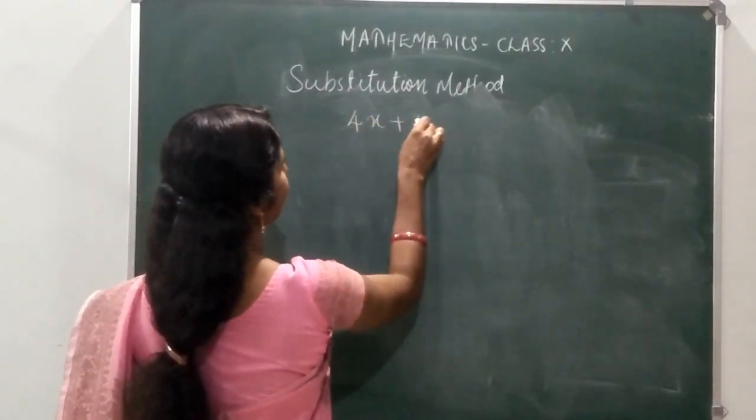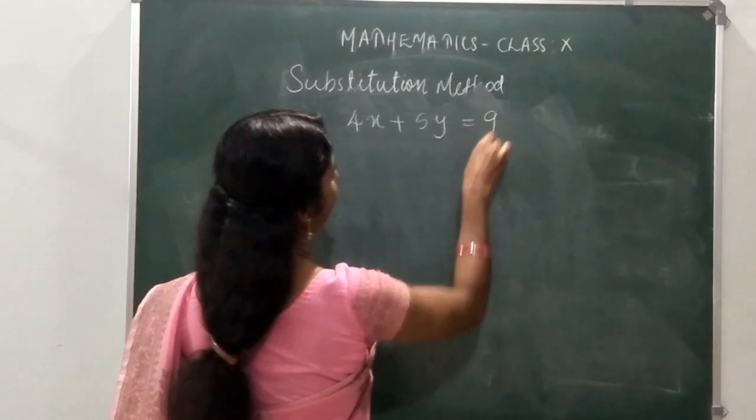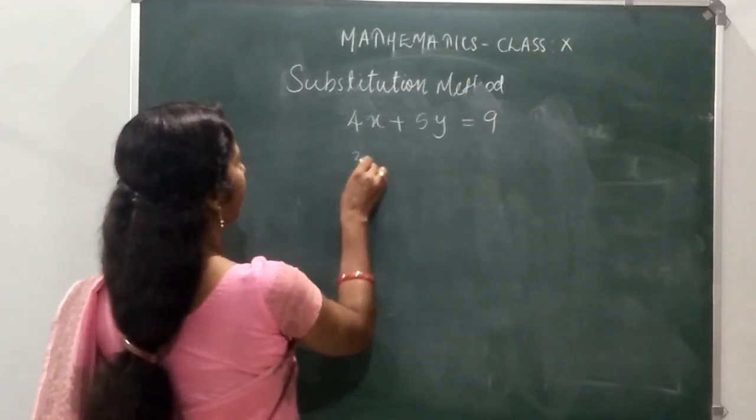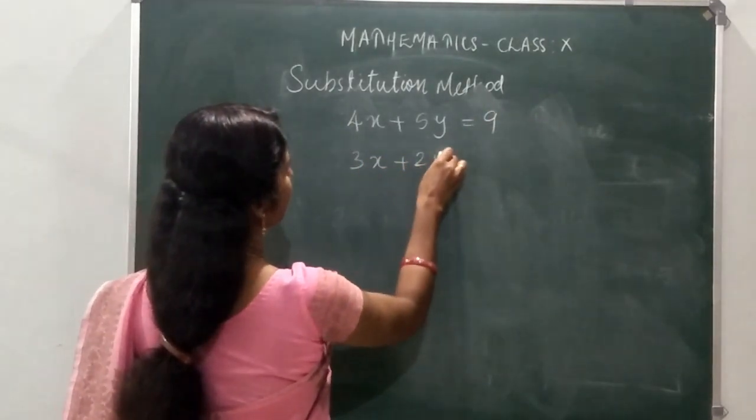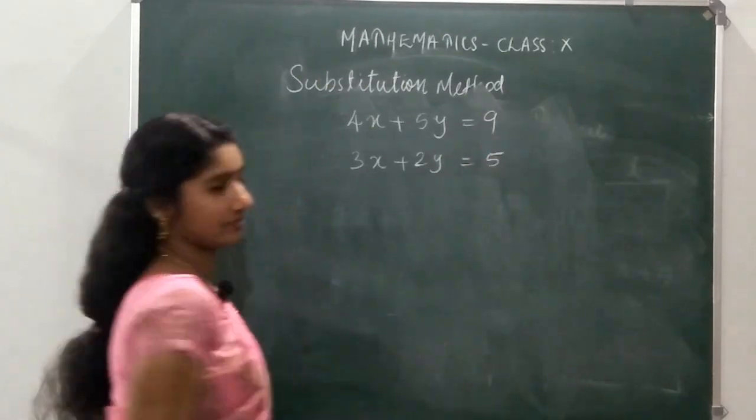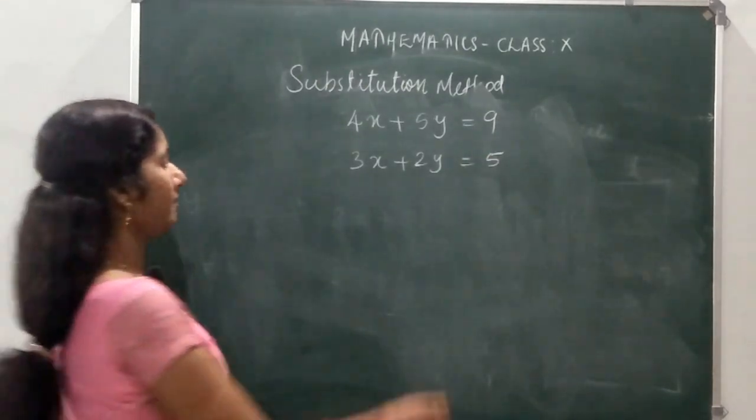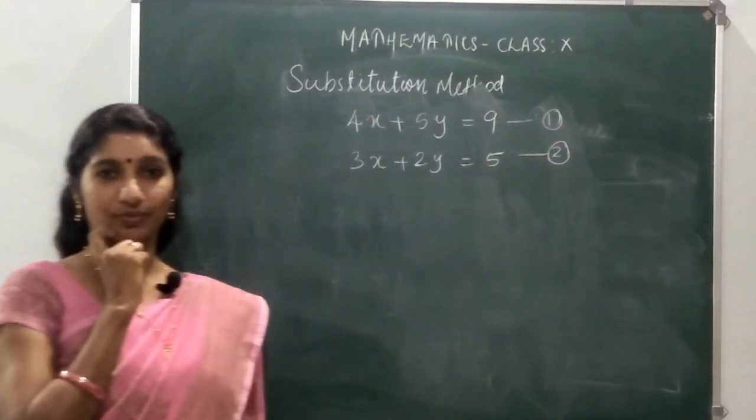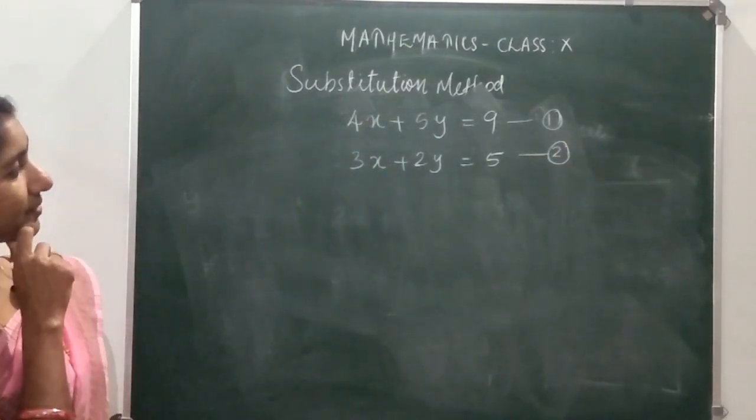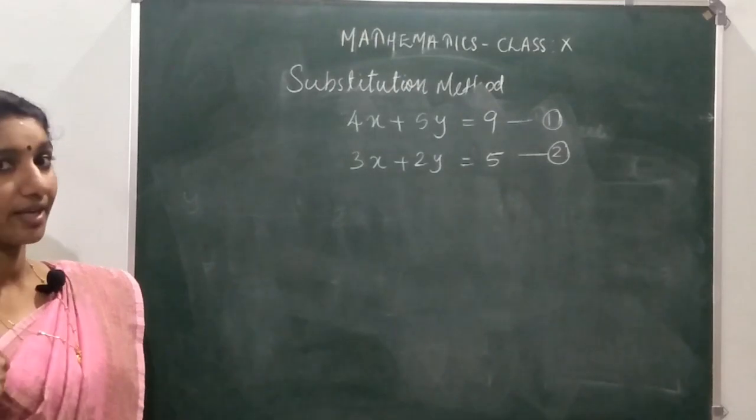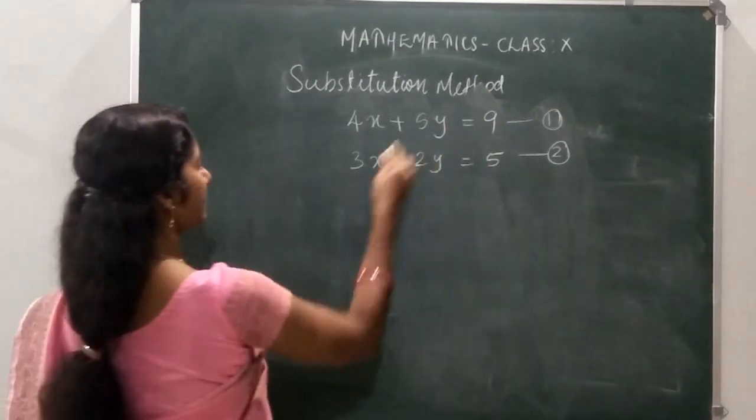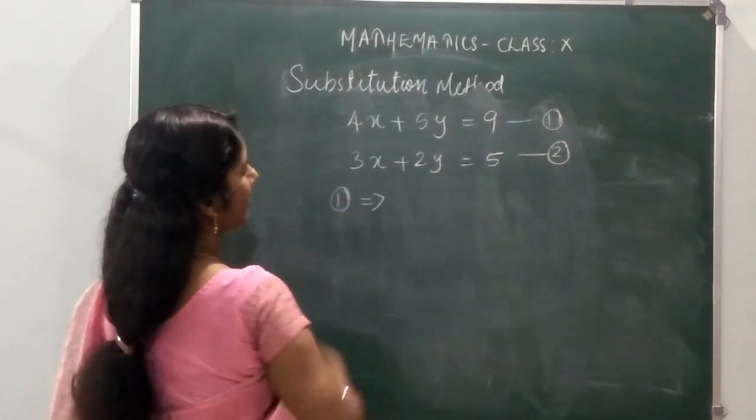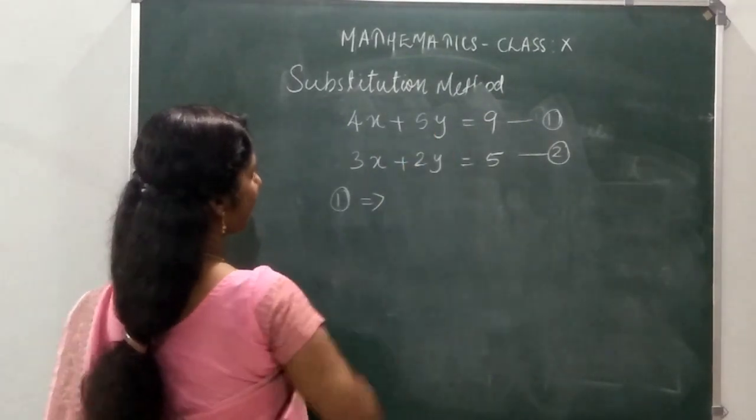4x plus 5y is equal to 9. 3x plus 2y is equal to 5. What we will do? We will give this as equation number 1 and this as equation number 2. And from the first equation or from the second equation we need to write x or y. So from equation number 1 I am going to write y.